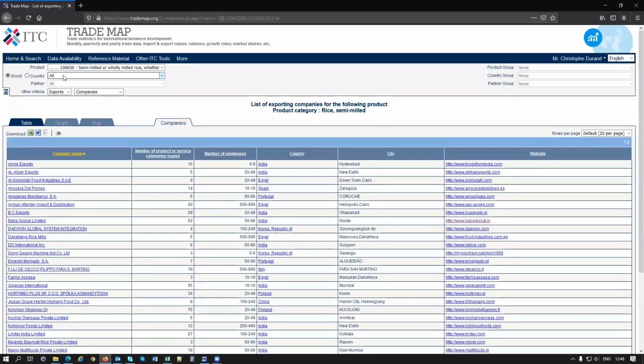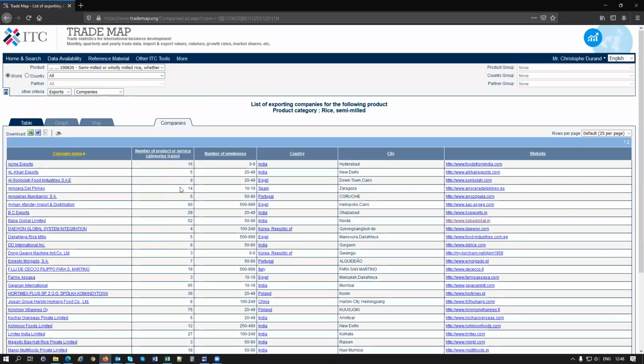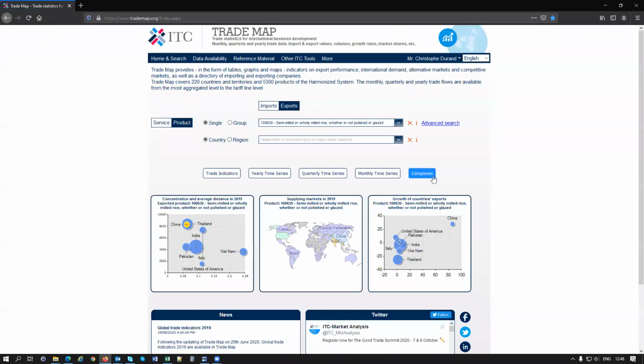And you see that it's reflected in the combo box on the top. As a country, it's all. If you want to filter for India, then you just select India in there. But selecting all does a worldwide search. And then of course you can sort the table either by the number of employees because you want to select the biggest companies, or by country because you don't want to filter, but you still want to have something sorted geographically, and so on and so forth. So these are the two different ways, either from the trade indicators or from the home and search and the companies button.